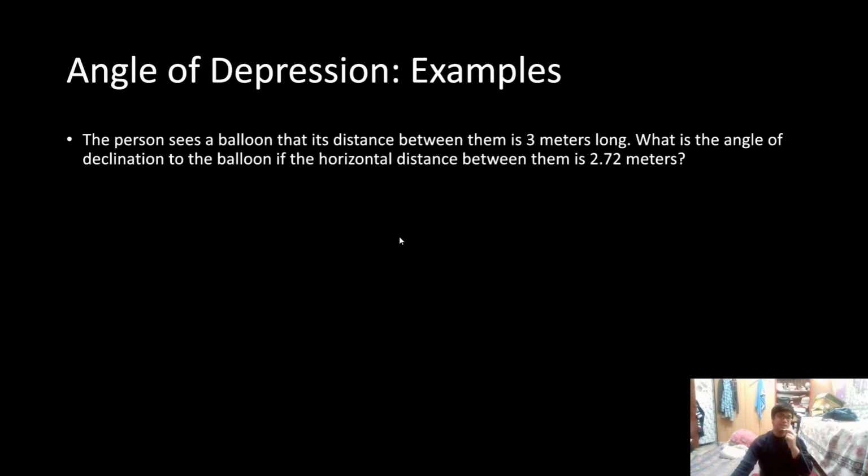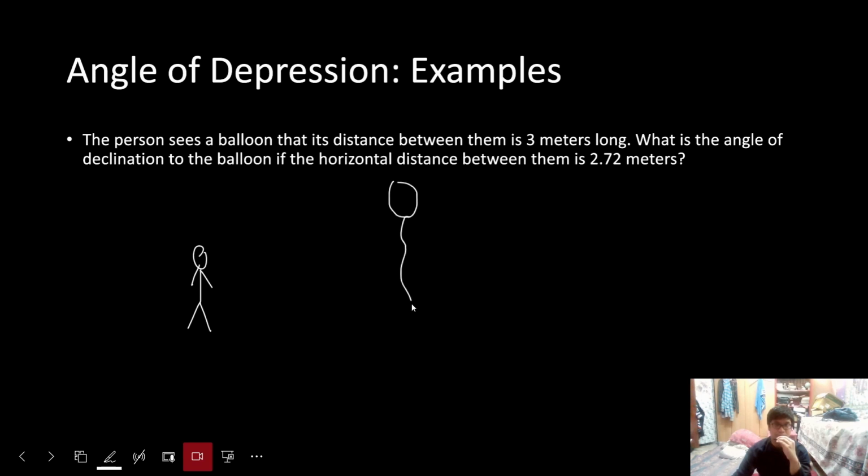A person sees a balloon, and the distance between them is 3 meters. What is the angle of declination to the balloon if the horizontal distance between them is 2.72 meters? Let me just get my pen. So suppose we have this person and then there is a balloon, right? Just imagine. The distance between the person and the balloon is actually 3 meters.